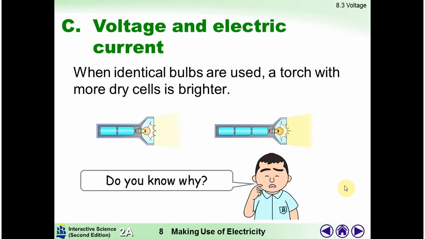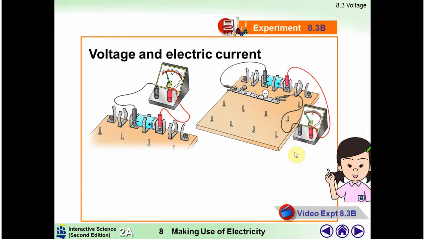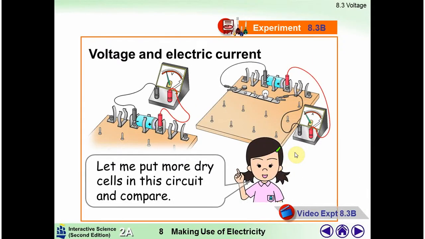And now, let's see the relationship between the voltage and the electric current. When identical bulbs are used, a torch with more dry cells is brighter. Why? Now, let's see a video and see how we can compare the number of dry cells in these circuits.